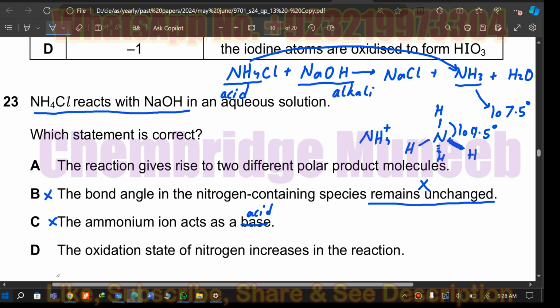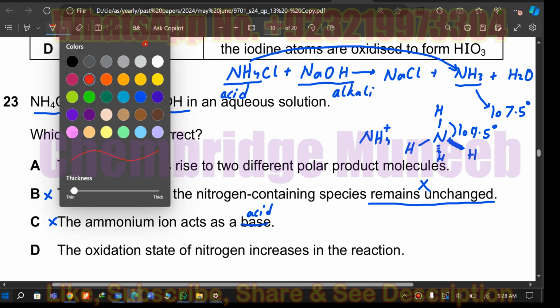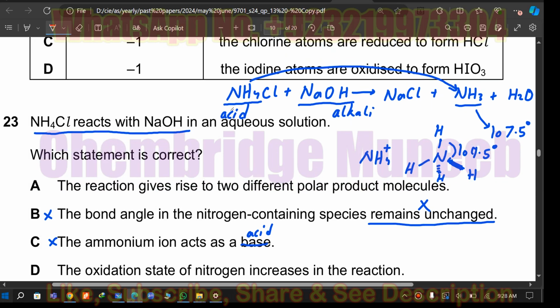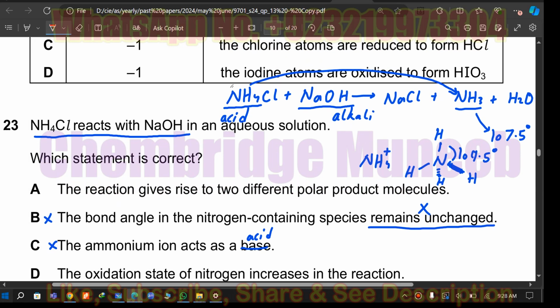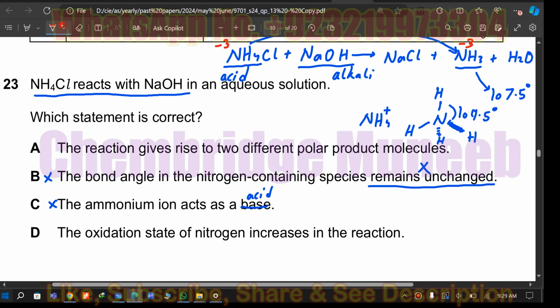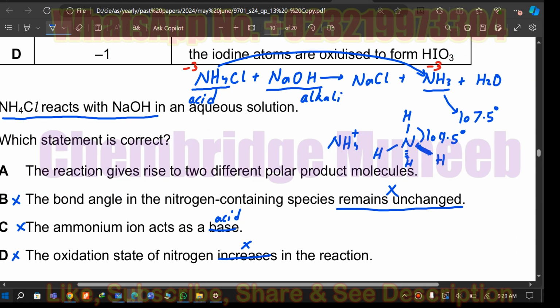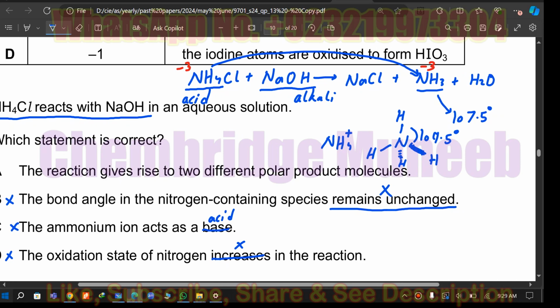Then D option, the oxidation state of nitrogen increases in the reaction. Now for this purpose I need to calculate the values of nitrogen in terms of oxidation number. In the ammonium ion it is -3, and in ammonia it is still -3. So there is no change in the oxidation number of the nitrogen, so it does not increase or decrease, it remains the same. It is incorrect. So D is incorrect.